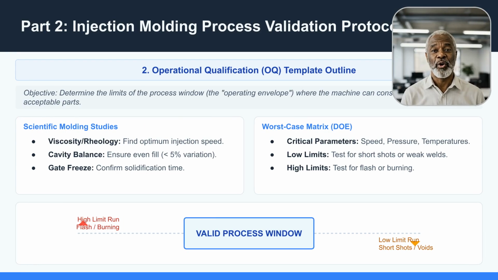Operational qualification, or OQ, determines the limits of the process window where acceptable parts can be produced. This involves scientific molding studies like rheology and cavity balance, and a worst-case matrix, testing high and low limits of critical parameters to define the valid process window.